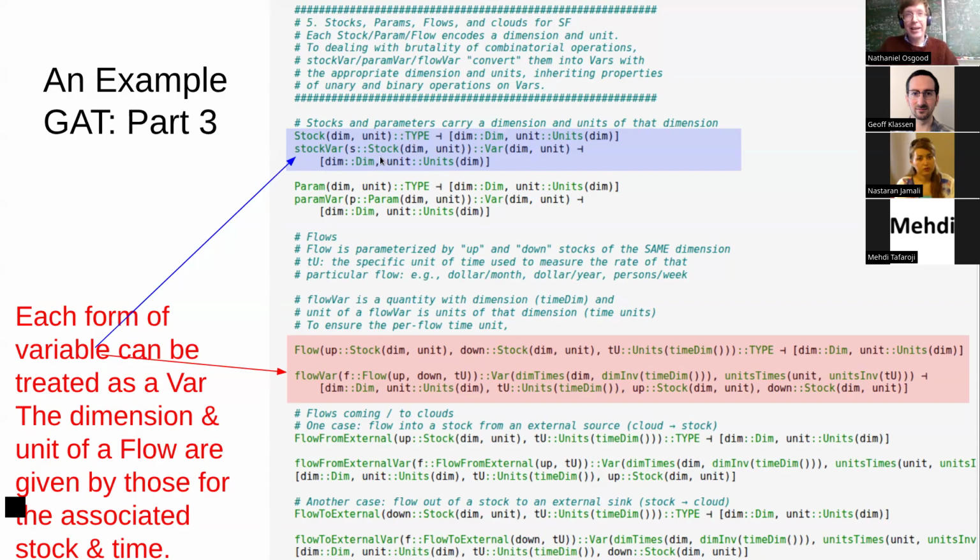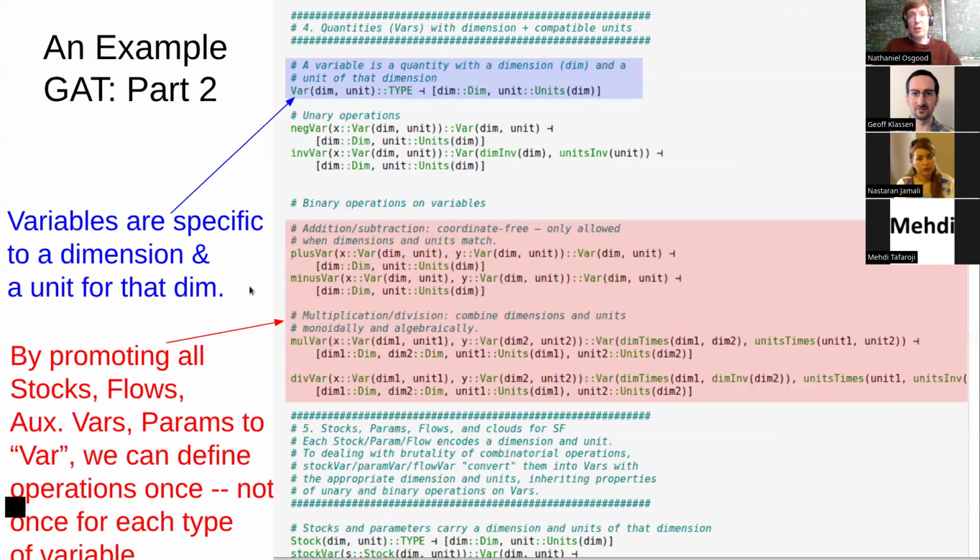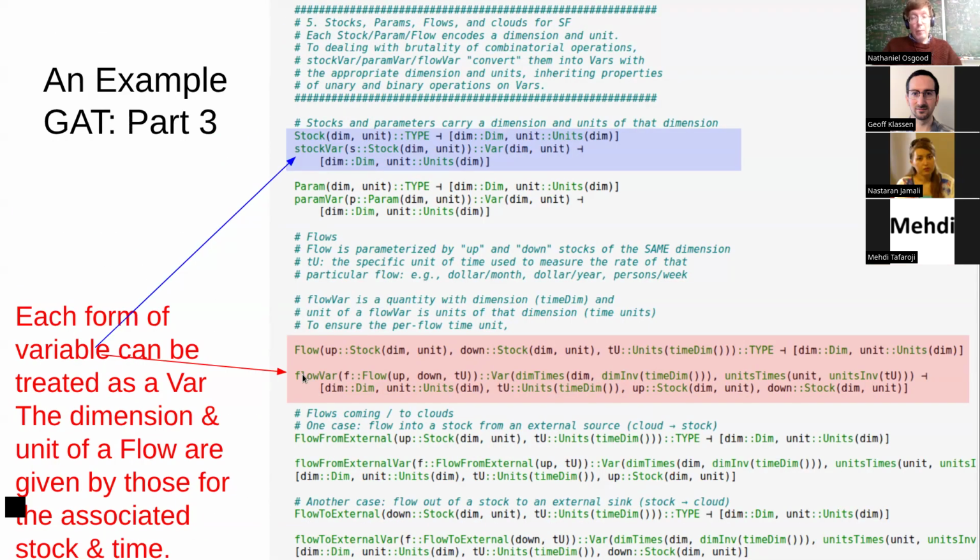Okay, so we have a stock of a certain dim and unit. We have a dim, we have a unit, and that tells us that if we have a stock of that dim and unit, well, we have a type. Now check this out. Any stock can be created as a type var: anytime we have a stock of a given dim and unit, we can get a variable of that dim and unit. The fact that we can convert this allows us to combine it with other things. So you can treat it like a variable, and we don't have to define this for stocks separately. Better yet, we don't have to define it for every combination of stocks and flows.